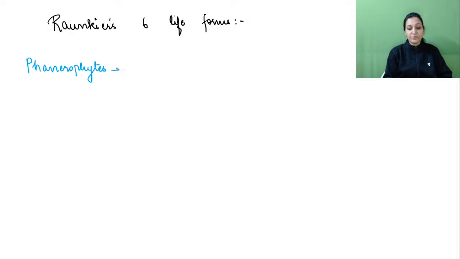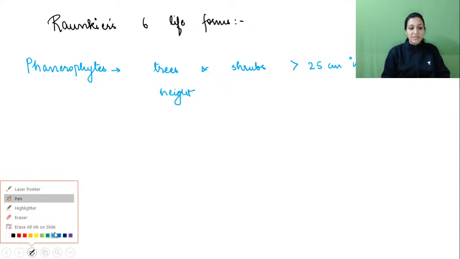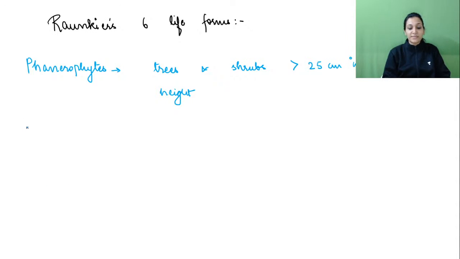Phanerophytes. What are phanerophytes? Phanerophytes are trees and shrubs greater than 25 centimeter in height, that have their leaf producing buds elevated above the ground or stem. That is the phanerophytes. Now the second life form of Raunkiaer is cryptophytes.